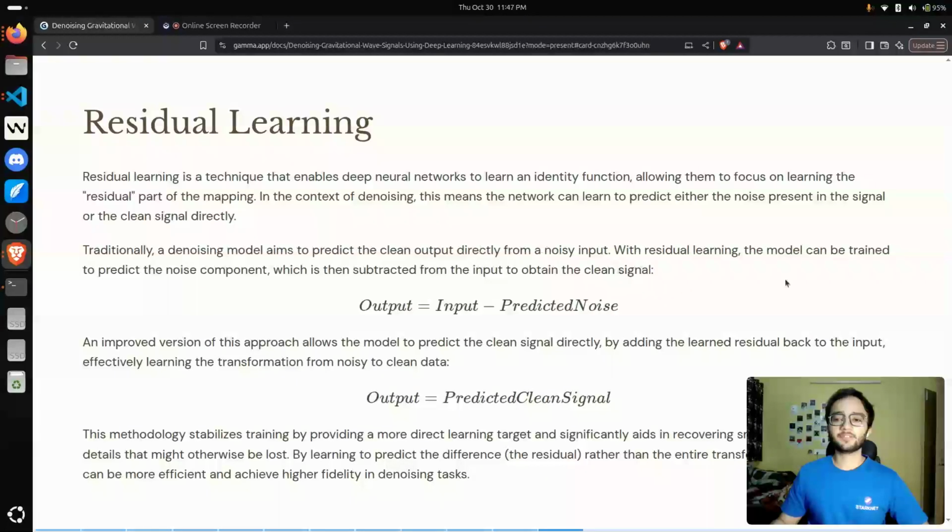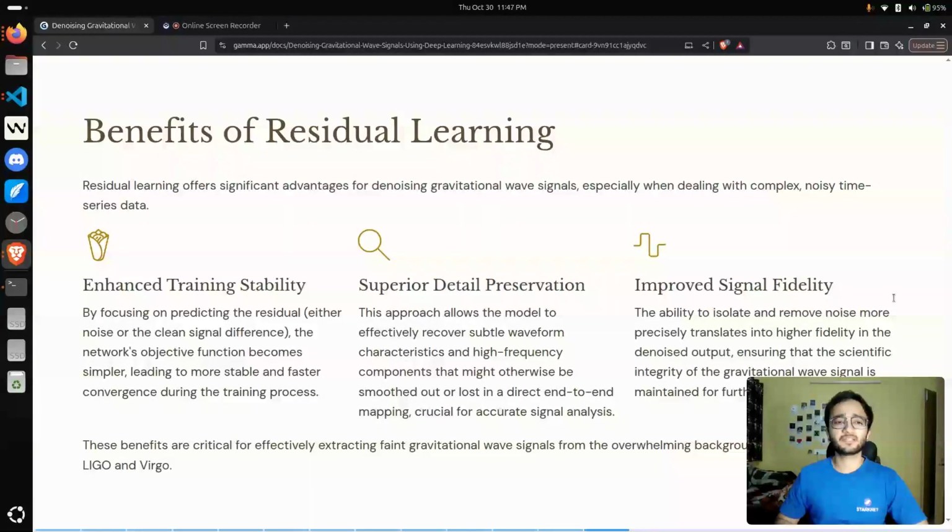Another thing that we use is residual learning. Instead of predicting the clean signal immediately, the model predicts the noise in the signal that we gave it, and then it subtracts the noise from the total signal, which finally gives us the clean signal. The clean signal is checked to see if it matches the actual clean signal on which the model is trained. The benefit of doing this is enhanced training stability.